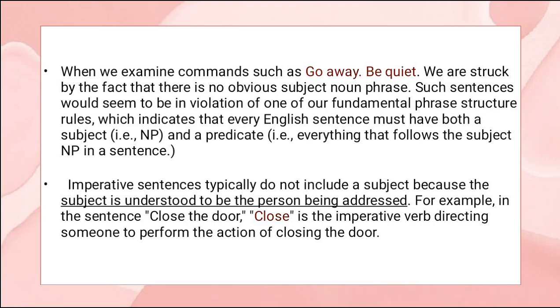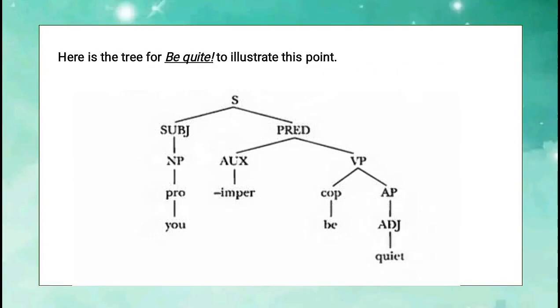For example, in the sentence close the door, close is the imperative verb directing someone to perform the action of closing the door. So let's take a deeper look at this by analyzing the tree for the sentence be quiet. How does the sentence be quiet form without the subject? In this tree, the sentence consists of the subject and predicate, the subject noun phrase, pronoun you, and the predicate consisting of the auxiliary and verb phrase. As we can see, instead of past tense or present tense, we put imperative in the auxiliary part. The verb phrase consists of the copula be and adjective phrase, adjective quiet.